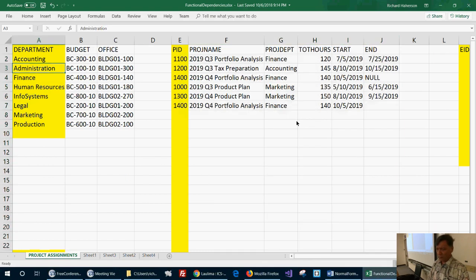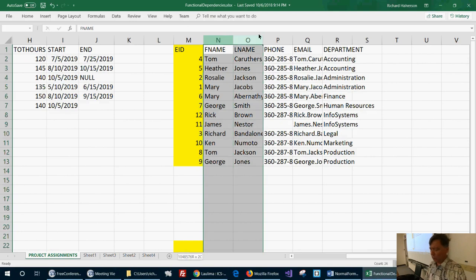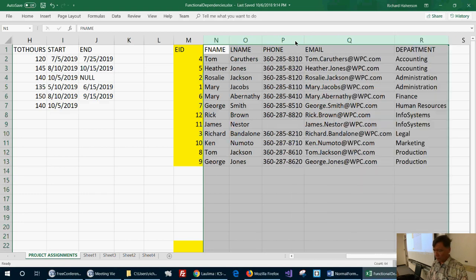It's different than this department. Project name, project department, total. No, I don't think there is. So we'll assume not. And is there any dependency between these non-key attributes? So let's see. Name, no, phone. Does phone determine first name and last name?